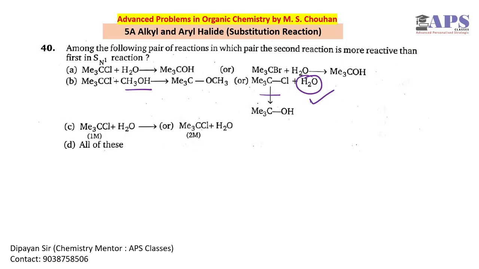Okay, and here we have more concentration. As we know that the rate of the reaction is directly proportional to the concentration of RX. So the more the concentration, the more will be the rate of the reaction for SN1. So in all of them, the second reaction is more reactive if we are thinking about the SN1 reaction.